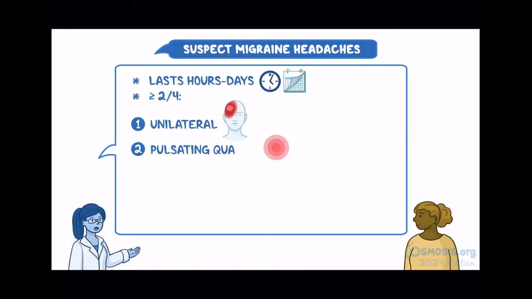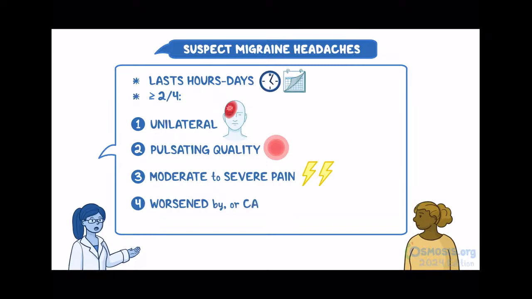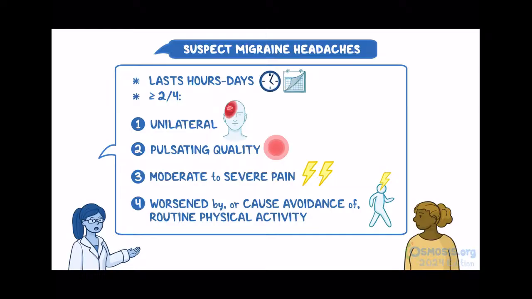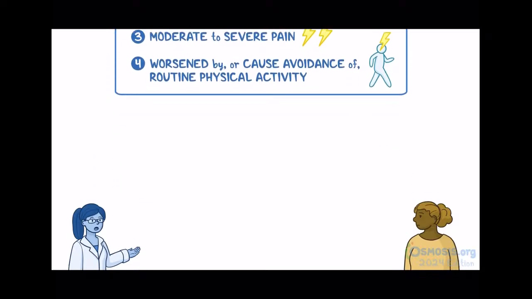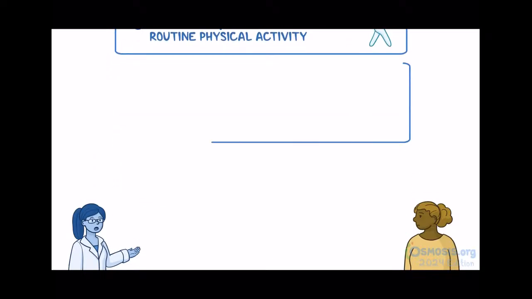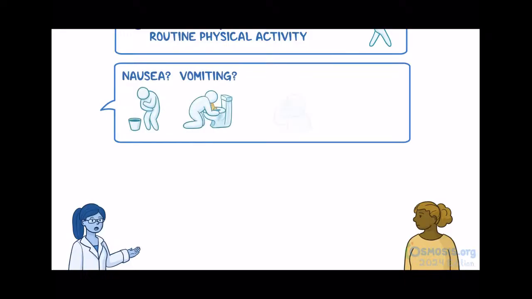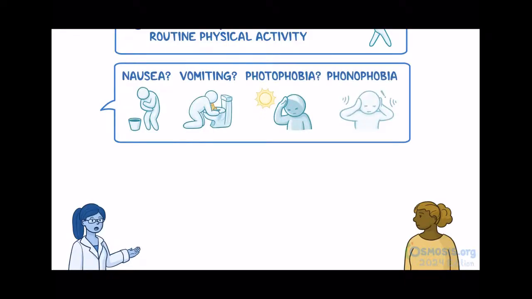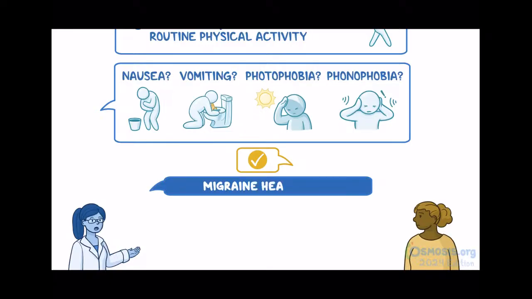Second, they have pulsating quality. Third, they have moderate to severe pain intensity. And fourth, headaches are worsened by or cause avoidance of routine physical activity such as walking. Finally, in contrast to tension-type headaches, migraines are associated with nausea, vomiting, photophobia, and phonophobia. If your patient meets the criteria, diagnose migraines.